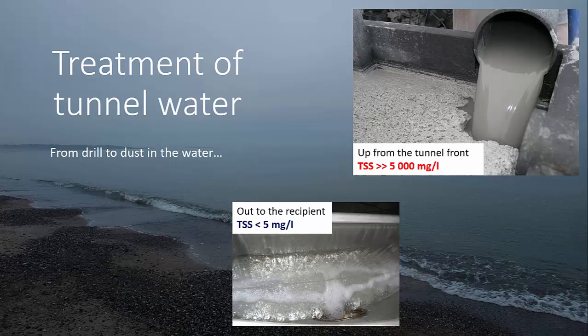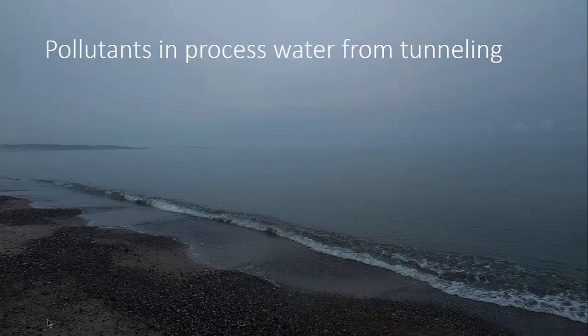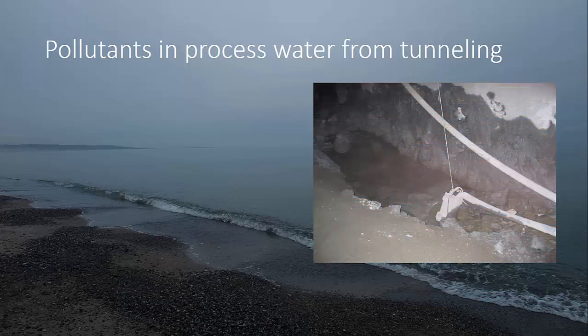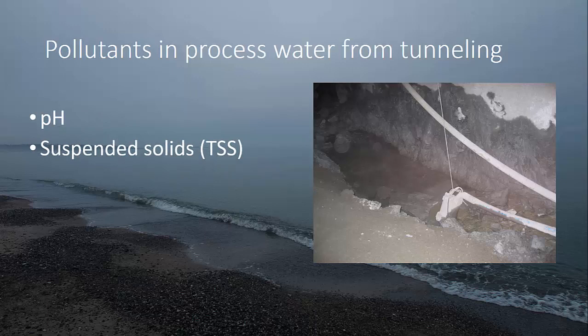But now let's look at the pollutants and how to treat them. So, what are the main pollutants you can find in processed water from tunneling? Well, let's have a look at the first one, pH. And the pH is from having to work with concrete down in the tunnel. We have suspended solids, or TSS, total suspended solids, which is basically particulate material, that is drilling mud and other small particles, but to 99% it's rock that has been drilled out and excavated.